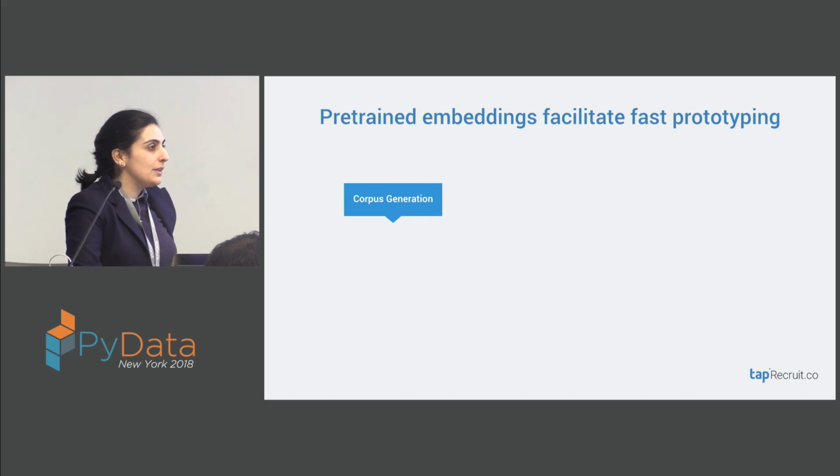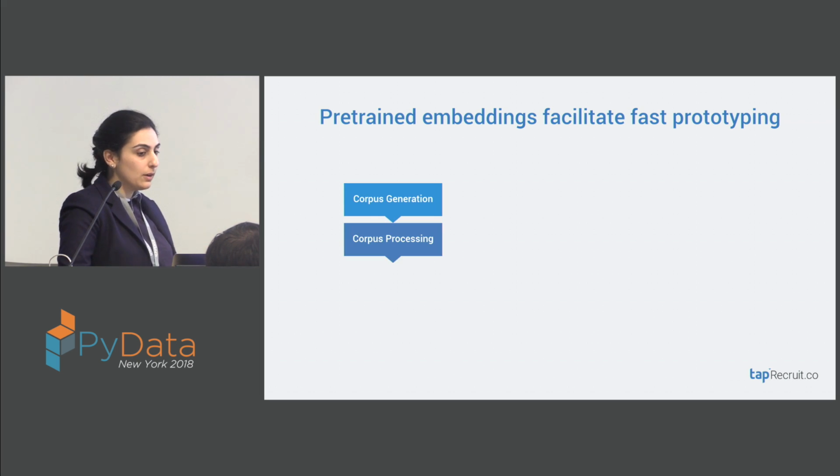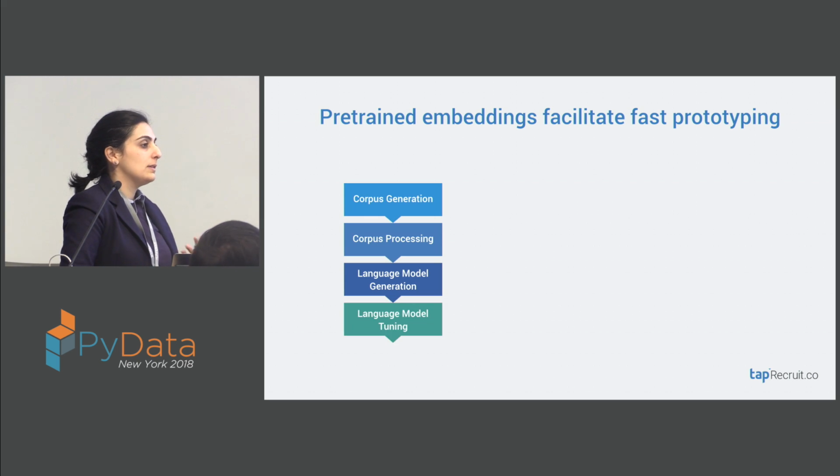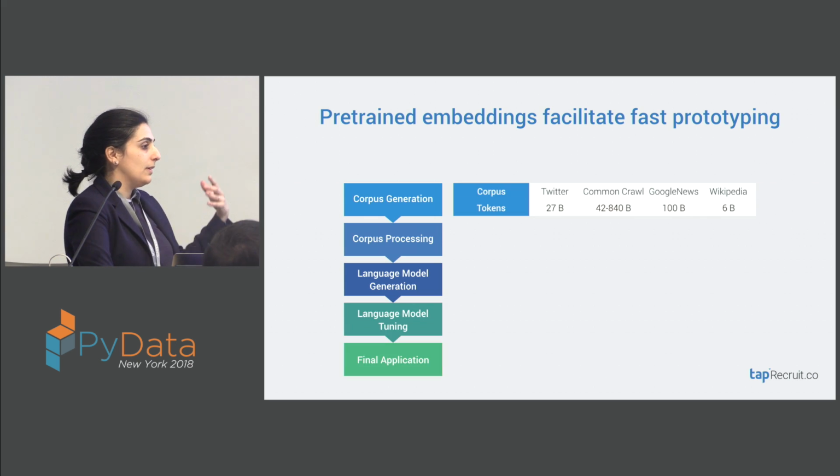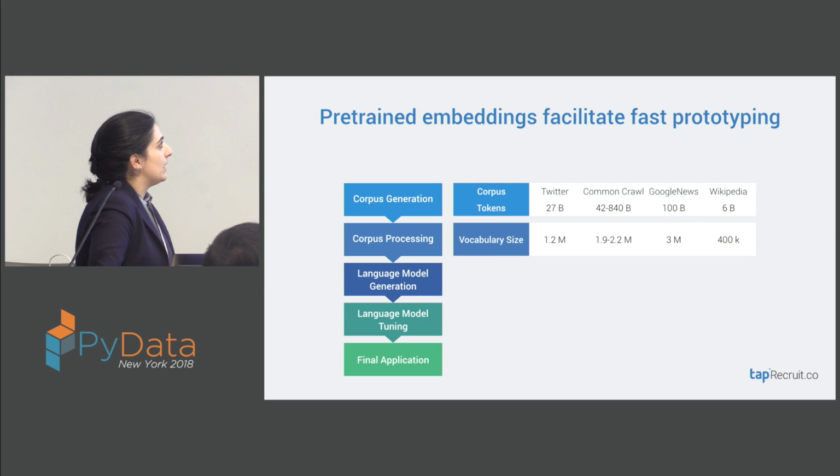I'm actually going to talk about other types of embeddings, but I wanted to talk a little bit about the processing pipeline and the pros and cons of using pre-trained embeddings, because if you're new to the space, that's a very important question. There are things you don't necessarily keep in mind that we've struggled with. Firstly, you have to generate a corpus, process that corpus, generate a language model, then tune that language model, and do a final application.